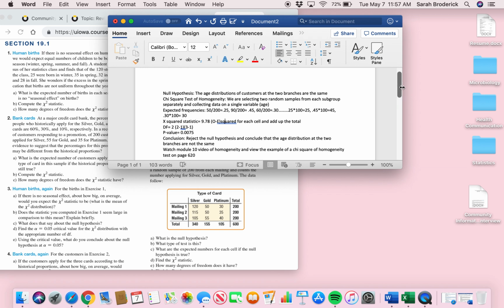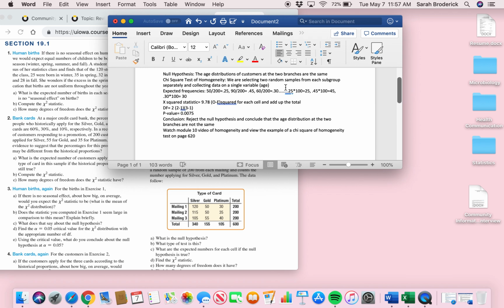And then the p-value was very small. I got less than 0.01, but here's the exact number, 0.0075. I just got that by looking on the graph. This is the exact number, but if you looked at the graph, it would just be 0.01 or less than that. And then for my conclusion, I decided to reject the null hypothesis since the p-value is small, and I concluded that the age distributions at the two branches are not the same.